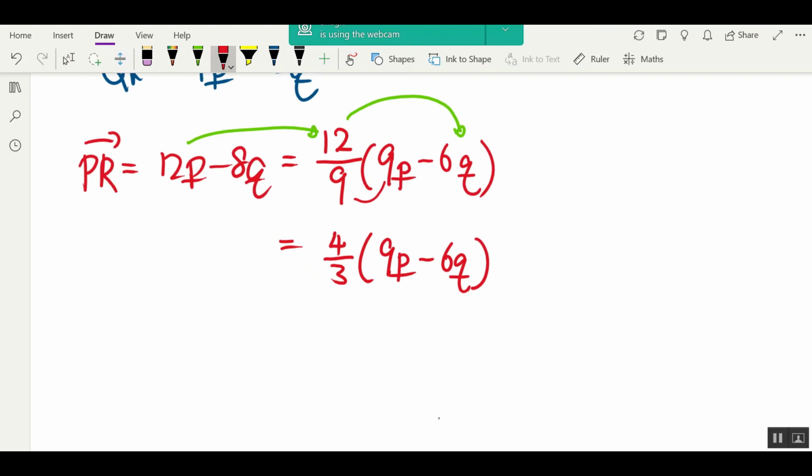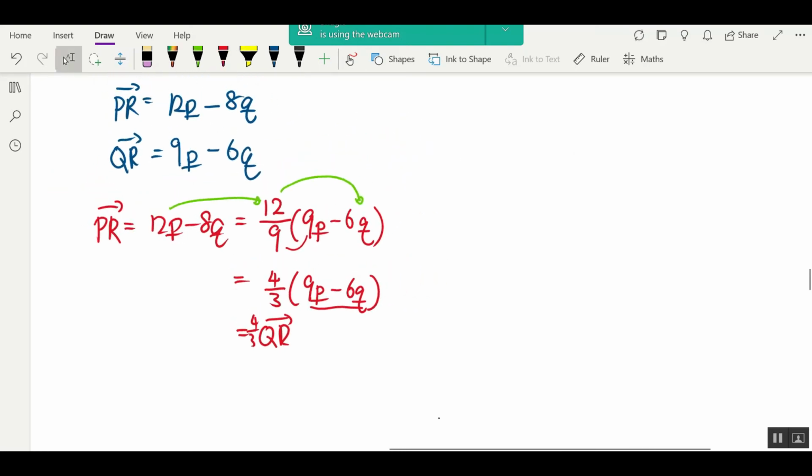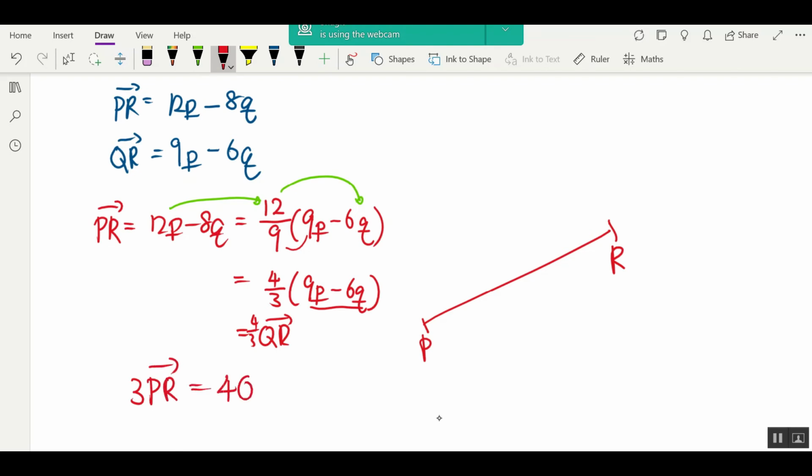So what does it mean? This means that PR is equal to 4 over 3 of QR. 4/3 of QR because this guy is equal to QR. In terms of graphical representation, PR, and Q is in the middle. So if you multiply by 3, it means that 3PR is equal to 4QR.